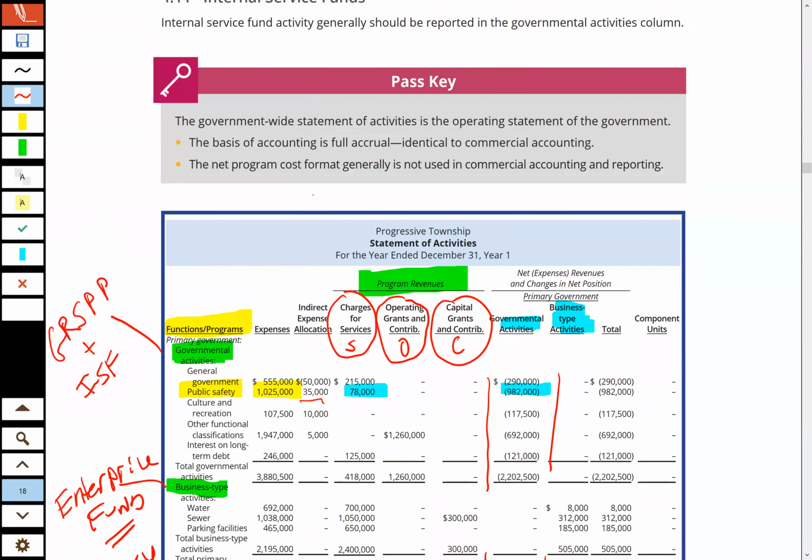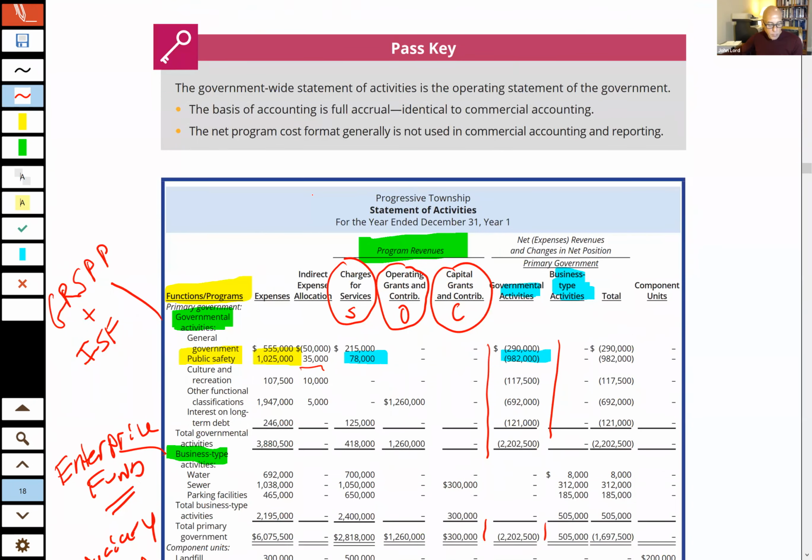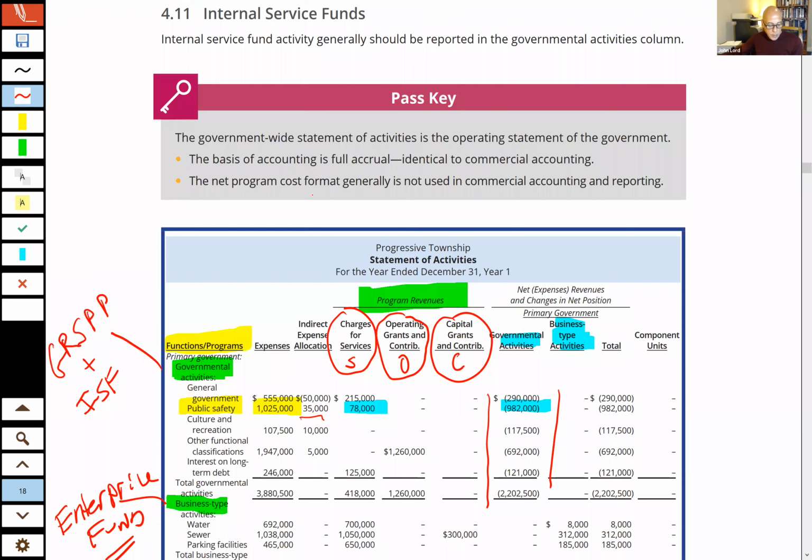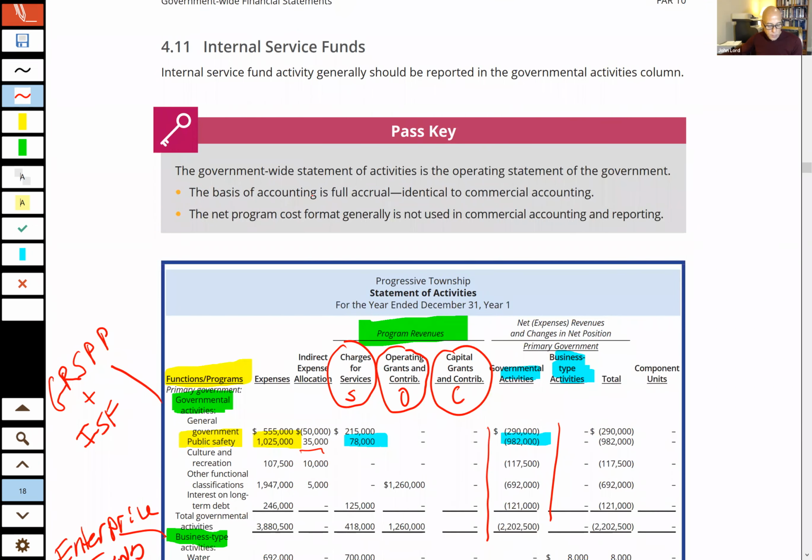I think that's a little bit more detailed than we need, but Tom is very thorough when he puts this stuff together.